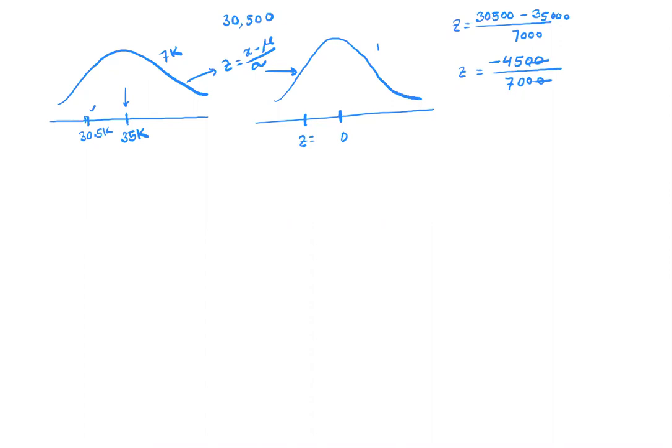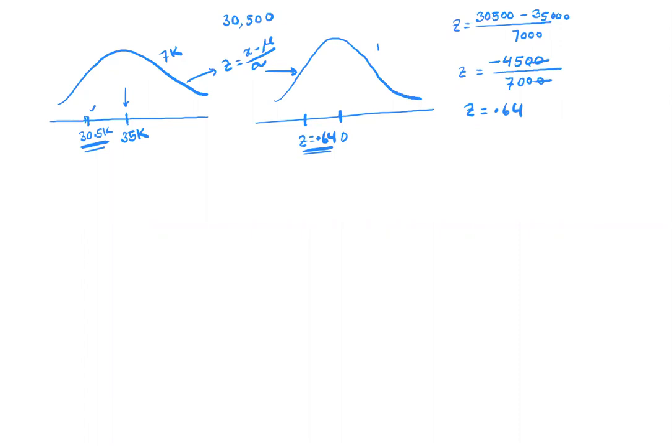So it is going to be 0.64. I'm just rounding it. So 0.64. So income of 30,500 maps to a z-score of 0.64.